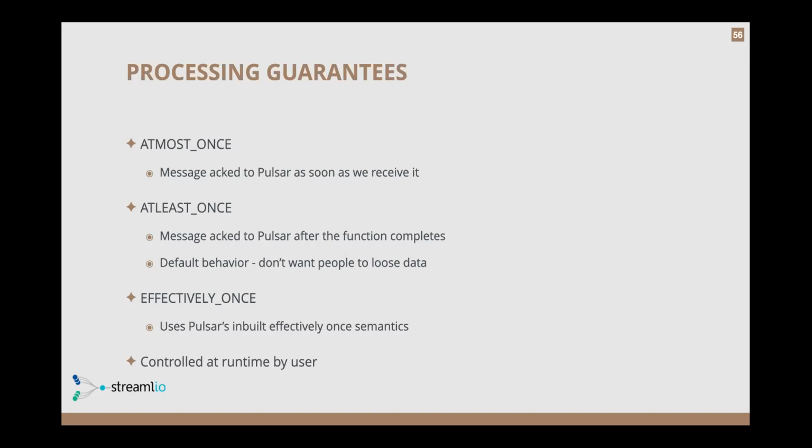And then you can also specify that I want effectively once, using effectively once semantics to keep track of message deduplication, idempotent processors as well, and that you guarantee that you process that message exactly once. And this is controlled. You can configure that at runtime by the user. So when you deploy it, you can specify, I want this particular processing guarantee on those messages.